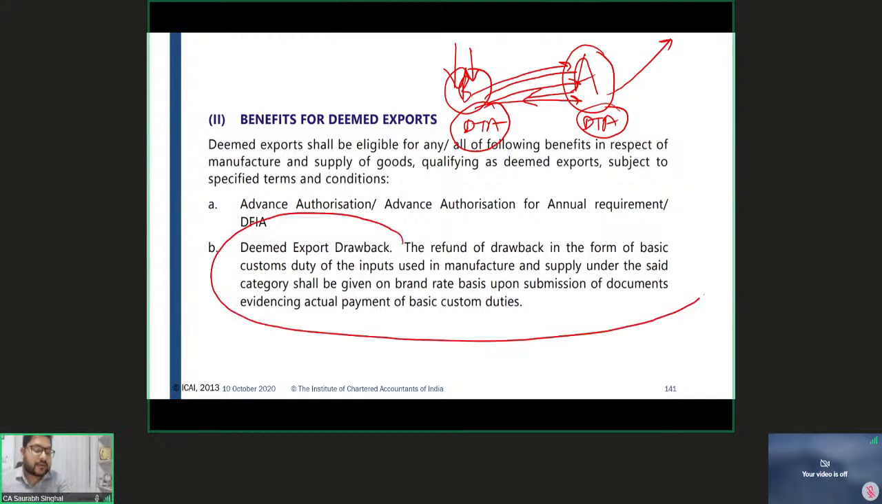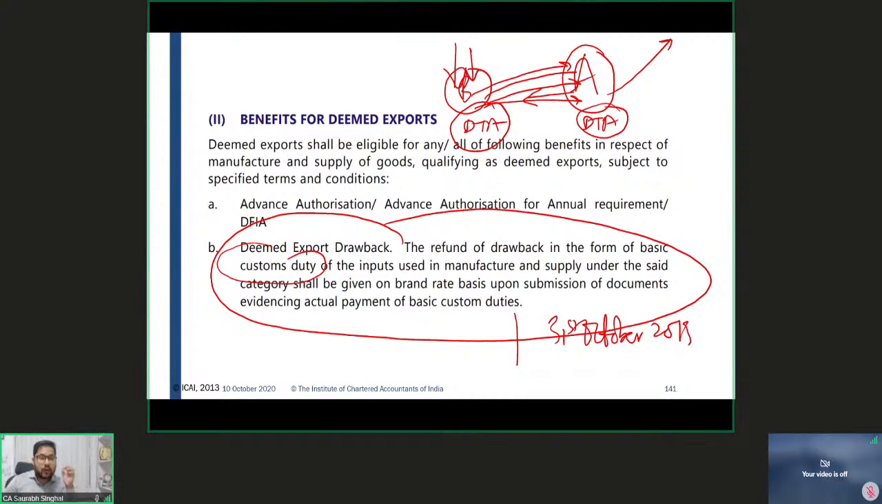Now, in respect of this drawback, this slide says refund or drawback in the form of basic customs duty will be available. However, an amendment has been brought about with effect from 31st of October 2019. As per this amendment, a deemed exporter is also eligible for full drawback AIR rate, not just BCD rate, full drawback AIR rate. Provided that I have not taken credit on my inwards, obviously.